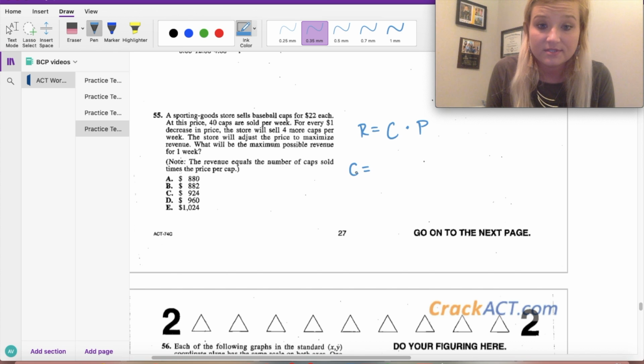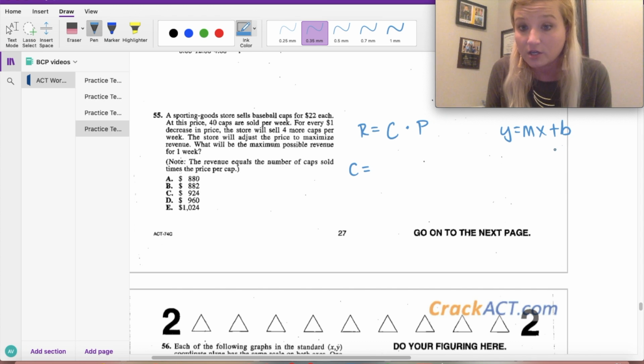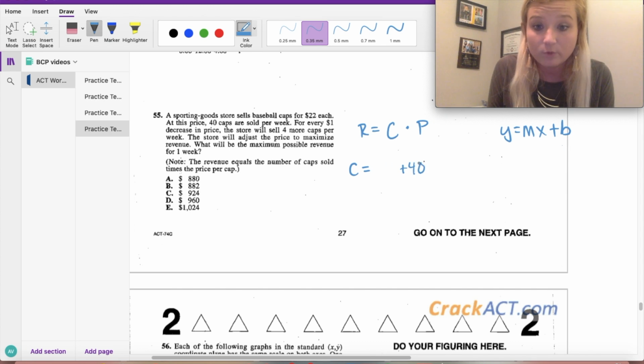So we'll start with the number of caps sold. The number of caps, C, starts with 40, so 40 are sold per week. We're writing an equation in the form of y equals mx plus b. The b is our y-intercept, that's always our starting point. In this case, that is the 40. And then we know that for every $1 decrease in price, the store will sell 4 more caps per week. So that's going to be a slope of 4 per week. So that is our number of caps equation.